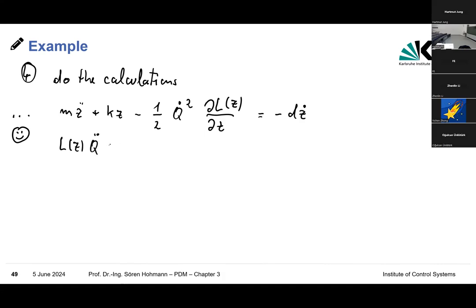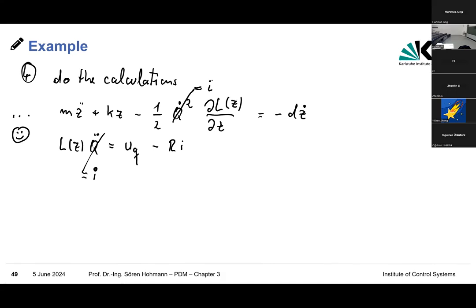Q double dot is equal to UQ minus R times I. So obviously, this is equal to I dot. And here again, this is equal to I. And with that, you have your two equations. As you see, now we are close to state space form, right?